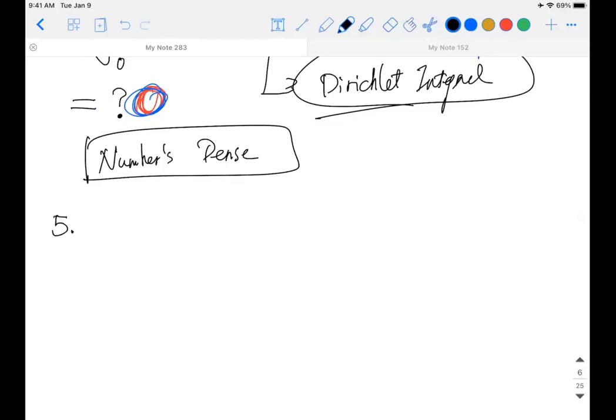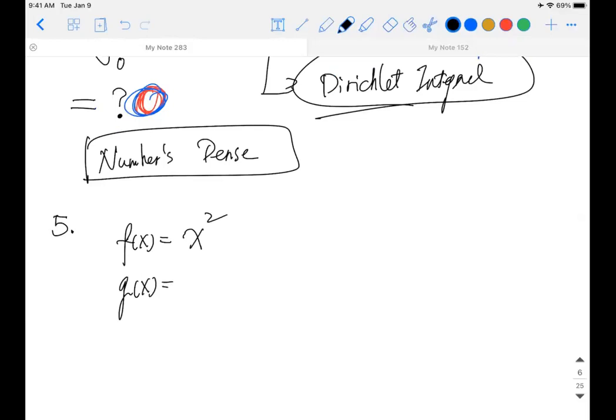Number 5 part, we want to talk about another type of function. Let me give an example. Let's say we have f(x). So f(x) equals what? I define f(x) equals x squared.